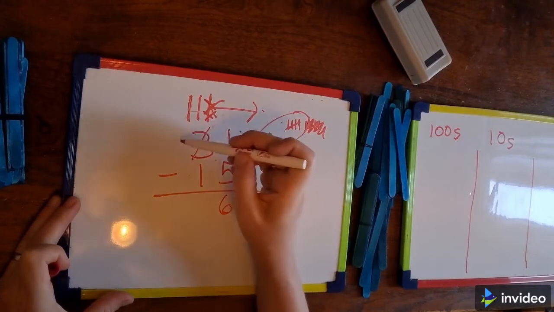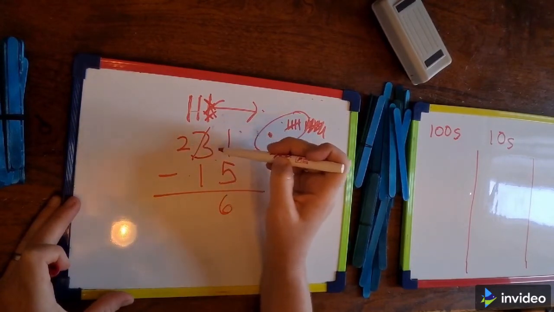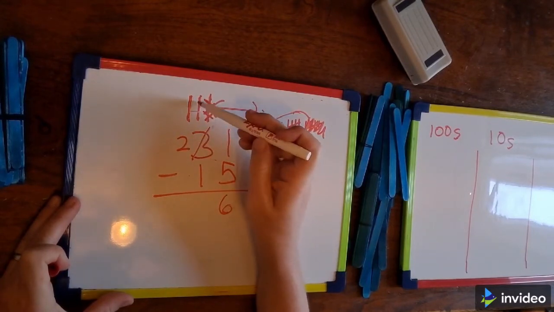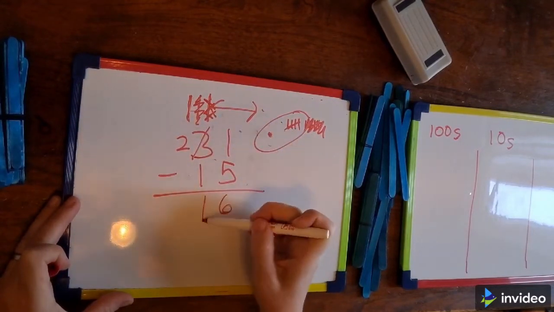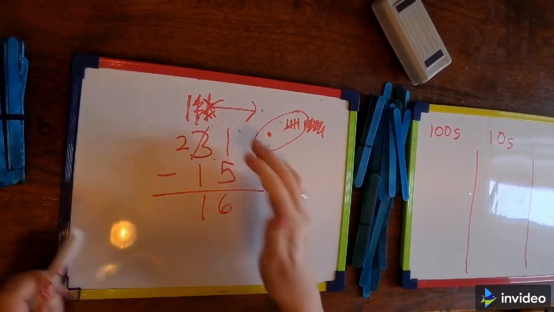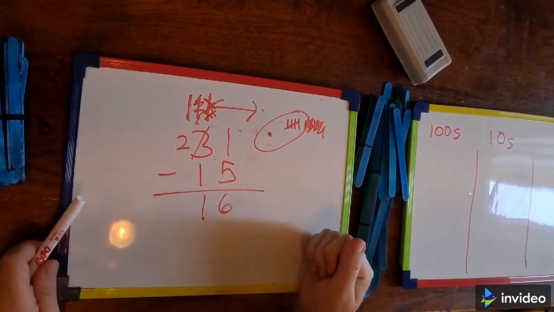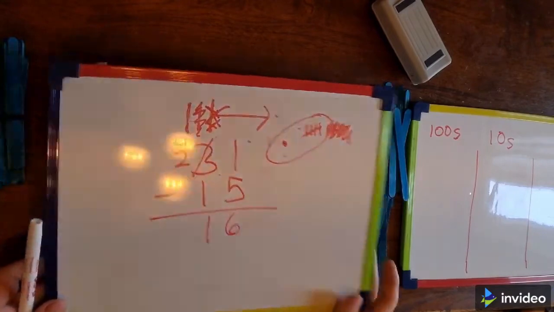So this actually should have been changed to a 2, right? So now I don't have 3 10 rods anymore. Now I have 2 10 rods. Change this to a 2. I need to take away one of those, and I have 1. So 31 subtract 15 equals 16. So that's it at a representational level.